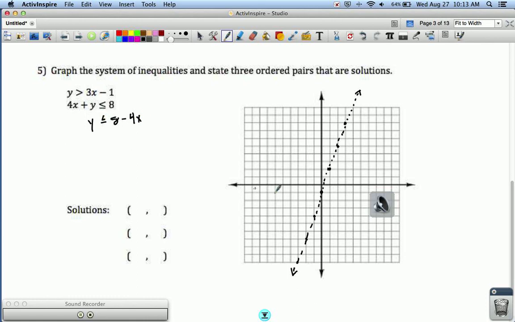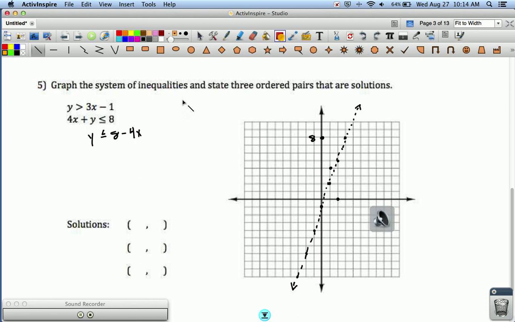And over here we have y is less than or equal to 8 minus 4x. Less than or equal to, that means it's a solid line, so 1, 2, 3, 4, 5, 6, 7, 8 is right here. Drop 4, run 1, drop 4, run 1. This is a solid line, so I'm going to use my line tool over here. There it is. See if I can nail that there. And sure enough, good enough.